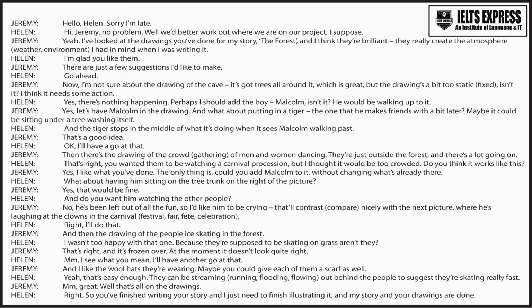And I like the wool hats they're wearing. Maybe you could give each of them a scarf as well? Yeah, that's easy enough. They can be streaming out behind the people to suggest they're skating really fast. Great. Well, that's all on the drawings. Right. So you've finished writing your story, and I just need to finish illustrating it, and my story and your drawings are done.